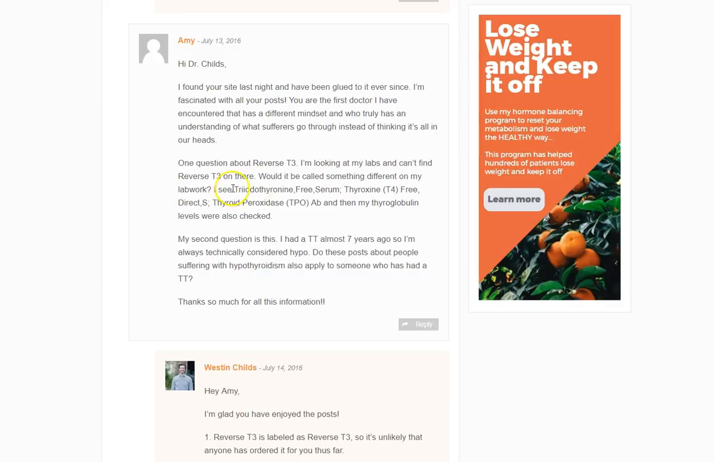So this triiodothyronine-free is free T3. Thyroxine T4-free is free T4. So if you ever see me refer to free T3, that's this one right here, triiodothyronine-free, and thyroxine T4-free is free T4. So you did not have reverse T3 checked, at least not with what you're telling me here. So you'll definitely want to go and actually get that one evaluated.